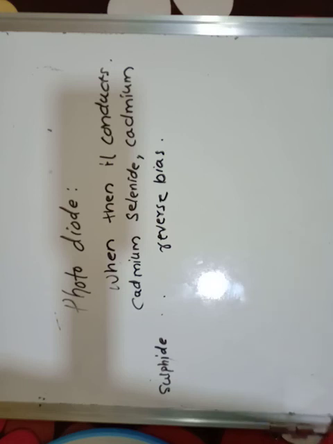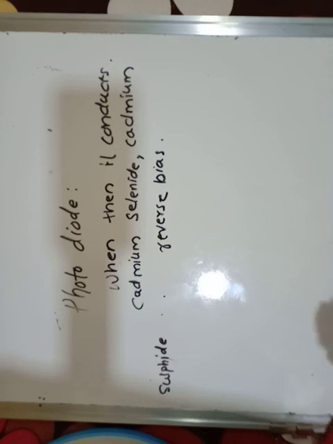Okay, so the applications of this photodiode: it is used in computer punch cards, light detectors, sound reproduction of film projectors, and light operated switches. Again I am telling you, it is used in computer punch cards, light detectors, sound reproduction of film projectors, and light operated switches.